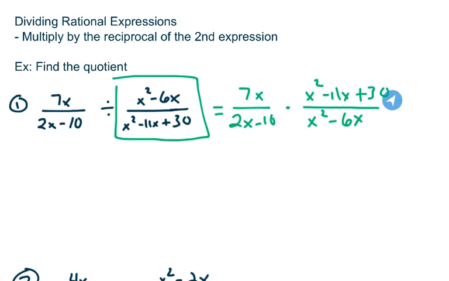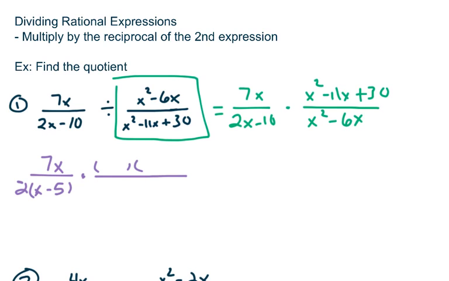Let's factor the second fraction, the top side and the bottom side. The bottom of the first fraction we can also simplify just a little bit. Both of these are divisible by 2, so we'll divide both by 2. The top of the first fraction is not going to change, 7x. On the bottom, we can take a 2 out, so this becomes x minus 5. And then we'll have times x squared minus 11x plus 30.